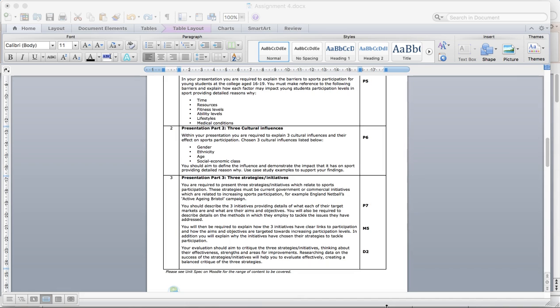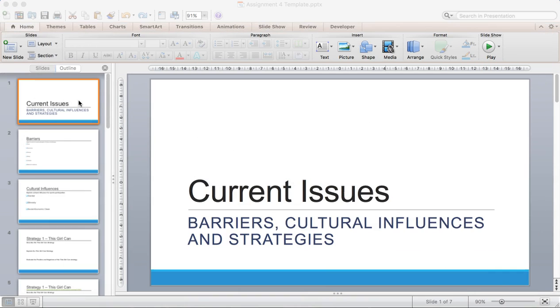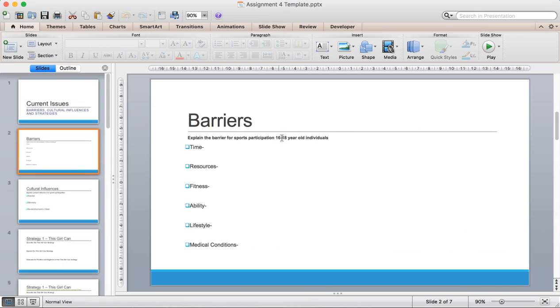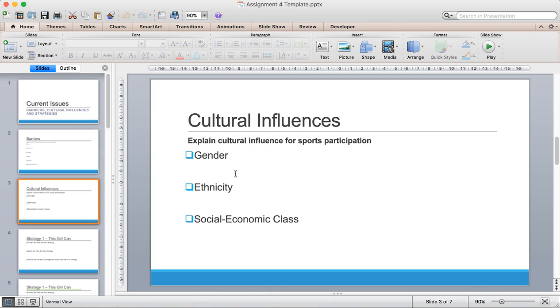Now, if I take you to the PowerPoint, which just sits behind here, I've created a template for you to go through. So here, barriers, you've got 16 to 18-year-olds and 19-year-olds, doesn't really matter, and you explain how time's a barrier, how resources are a barrier, fitness levels, ability, lifestyle, medical conditions, and you'll present this information. Okay, you'll then talk about 3 cultural influences. It doesn't have to be these 3. It could be another one. So it could be you could replace one of these for age if you want to, and explain how these cultural influences have an impact on sports participation.